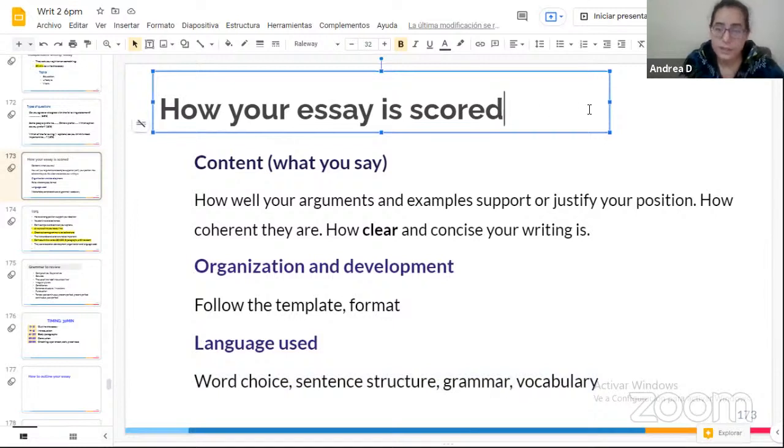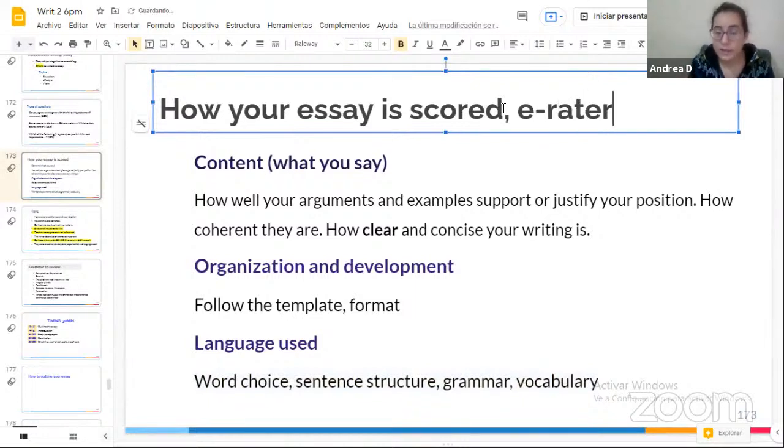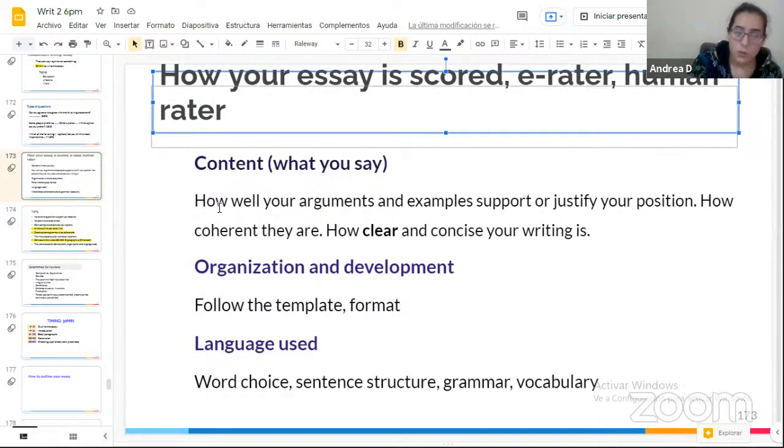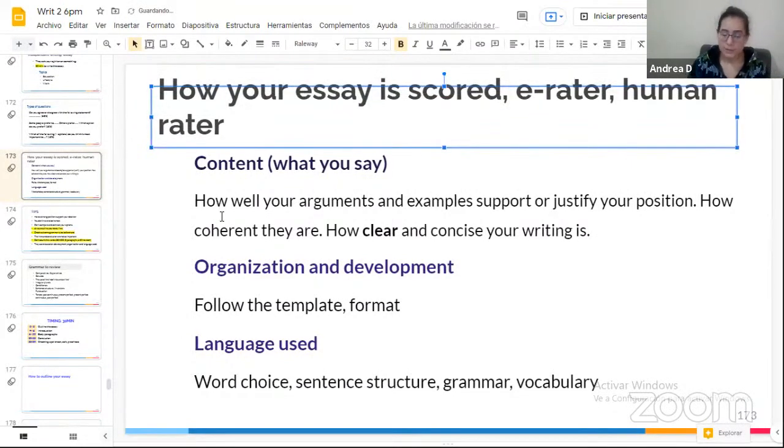And by the way, this is read by first an e-rater who's gonna scan your essay looking for format errors, for grammar mistakes, for spelling, for typos, for transition words, counting the number of words that you've written. So that's what the e-rater is gonna do. And then a human rater is gonna check it and actually read your essay and mostly look at content. So yeah, that's how it's gonna be scored.